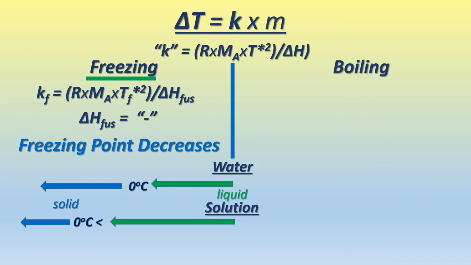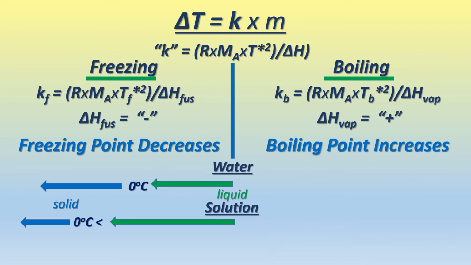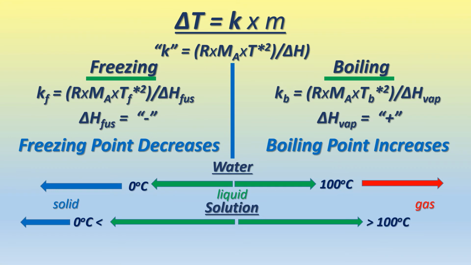The other common phase transition is boiling. In this case, delta H is replaced with the heat of vaporization of a given solvent, and you have the boiling point constant for that solvent. Since I am talking about boiling, the heat of vaporization will be positive in that direction, so boiling point increases. So again, with my water, pure water will boil at 100 before it turns to gas. A solution of water will boil at greater than 100 before it turns into gas.